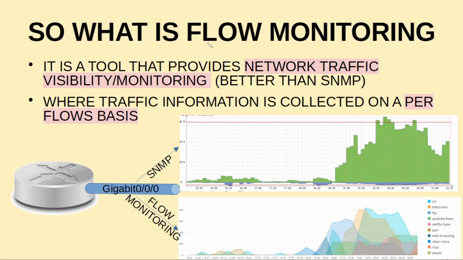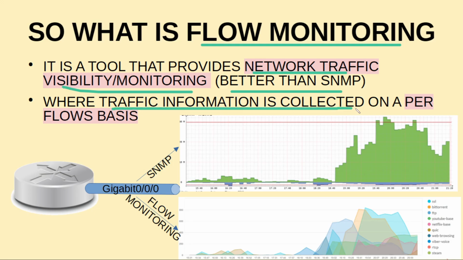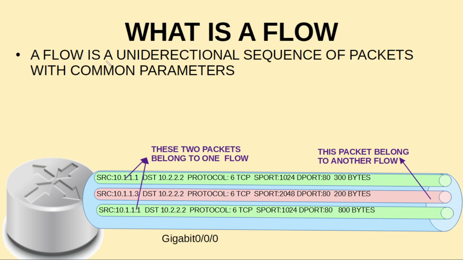A flow monitoring tool is a tool that provides network traffic visibility or monitoring way better than we can achieve with SNMP, where traffic information is collected on a per flow basis. Compare the type of information that we can gather with SNMP with the type of information that we can gather with flow monitoring. A flow is a unidirectional sequence of packets with common parameters.